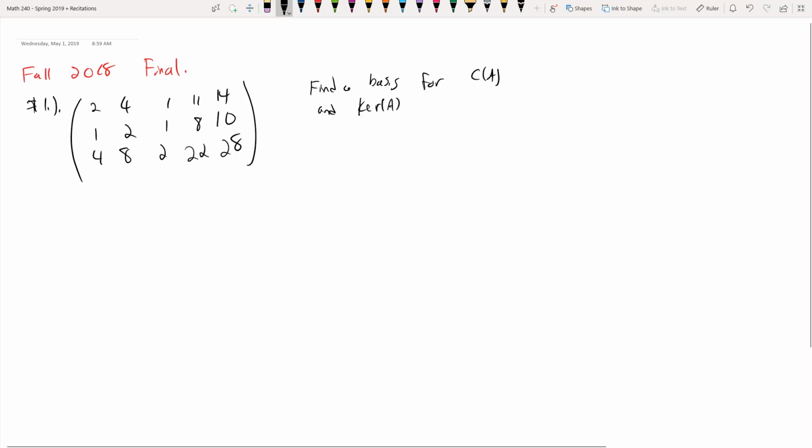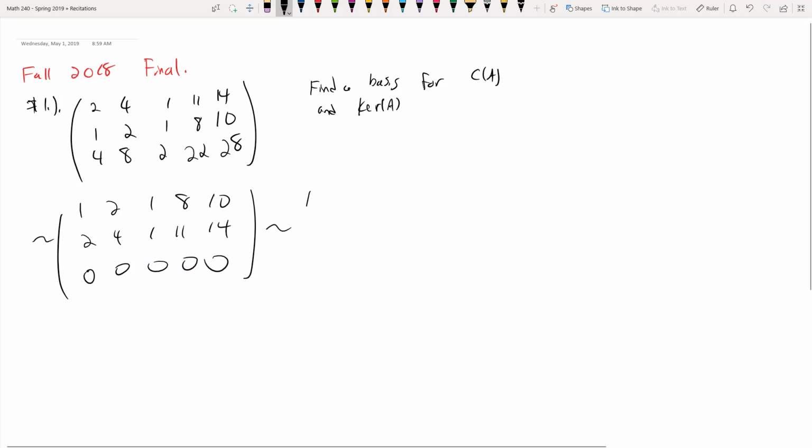Given that, I want this in row echelon form, so I'm just going to swap the first two rows. 1, 2, 1, 8, 10, 2, 4, 1, 11, 14. And then, since the third row is a scalar multiple of one of the rows, I'll just zero it out. So it'll be 0, 0, 0, 0. Then I'll reduce it again to get it into row echelon form, or expose the pivots. So now I'll do row 2 minus 2 times row 1: 0, 0, 1 minus 1 is negative 1, 11 minus 16 is negative 5, 14 minus 20 is negative 6.